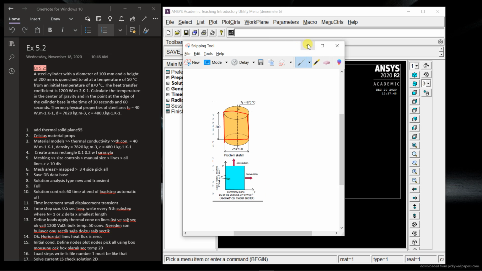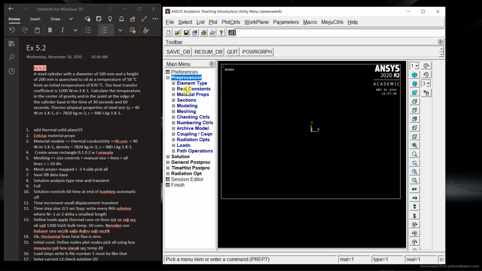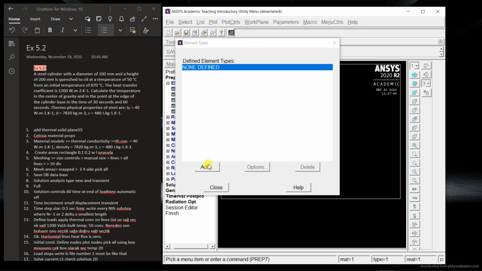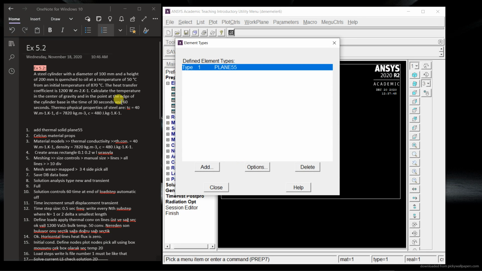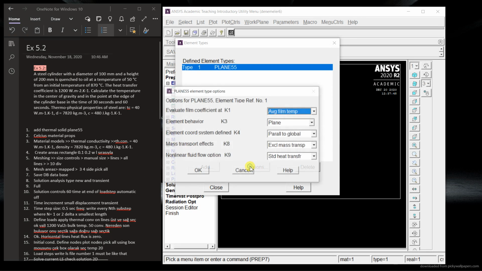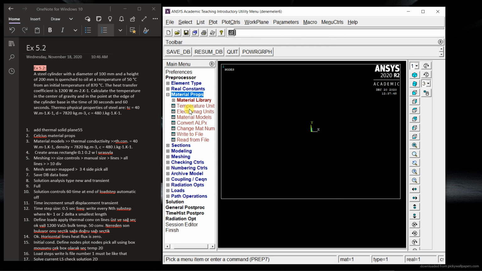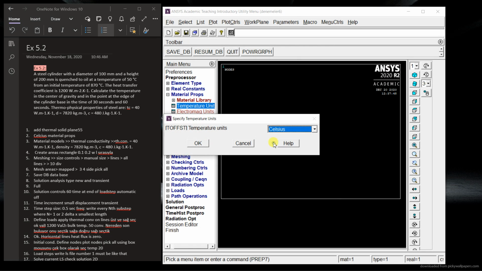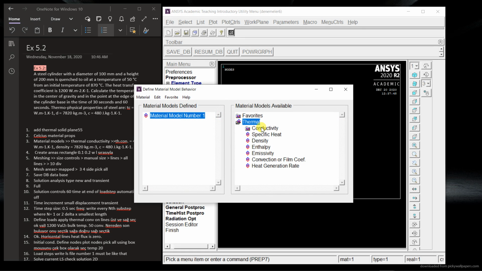Okay, so let's start with preferences. So thermal. Okay, so preferences, and then element type, add and delete, and so we can choose here the solid, and here is the plane 55, so it's okay. But we have a cylinder, so we should choose the options, and then we should say axisymmetric. Okay, so close it. And the material properties and then temperature units, so I'm going to take the Celsius.